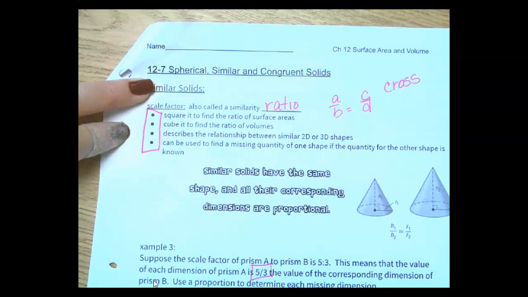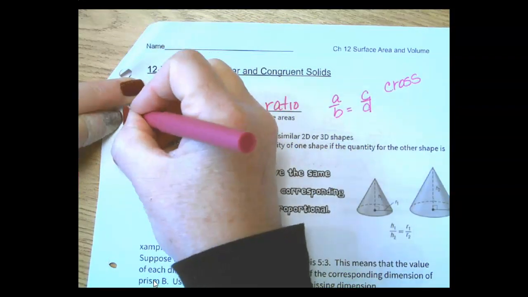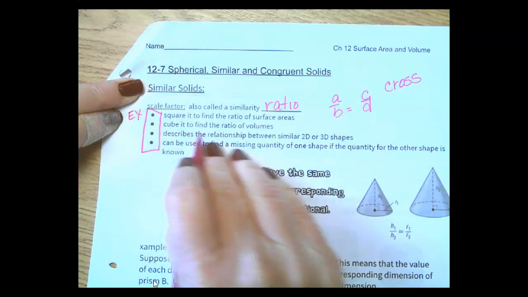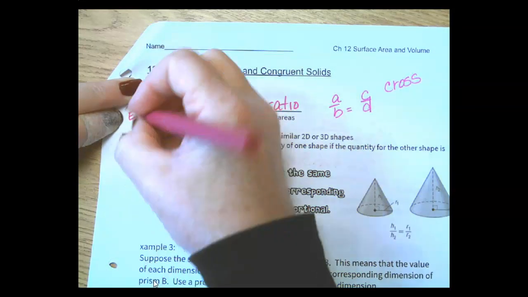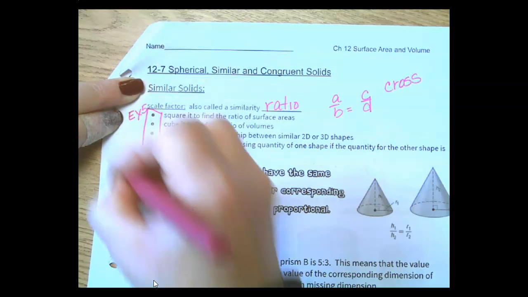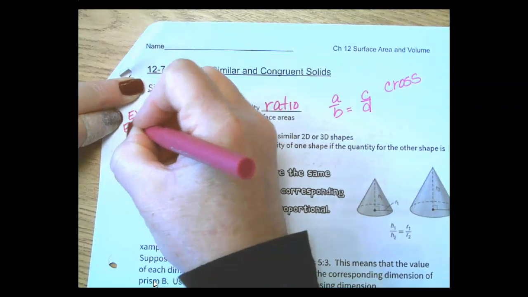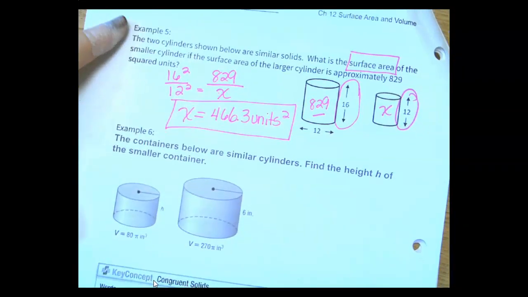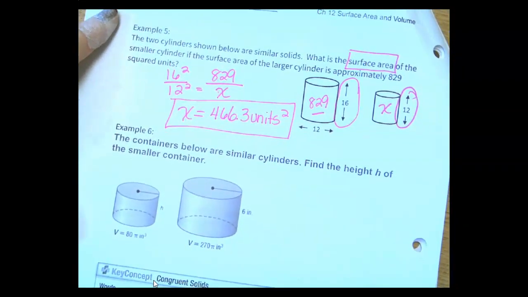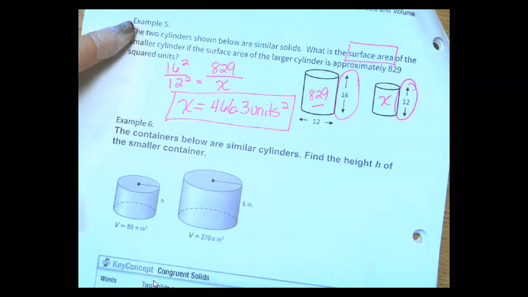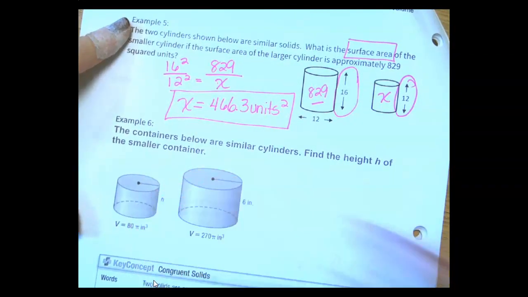So what example was that? Example 5? Cube it to find the ratios of the volume. So that was example 4. Back over. This one, we are going to kind of cube root it, since this is volume.